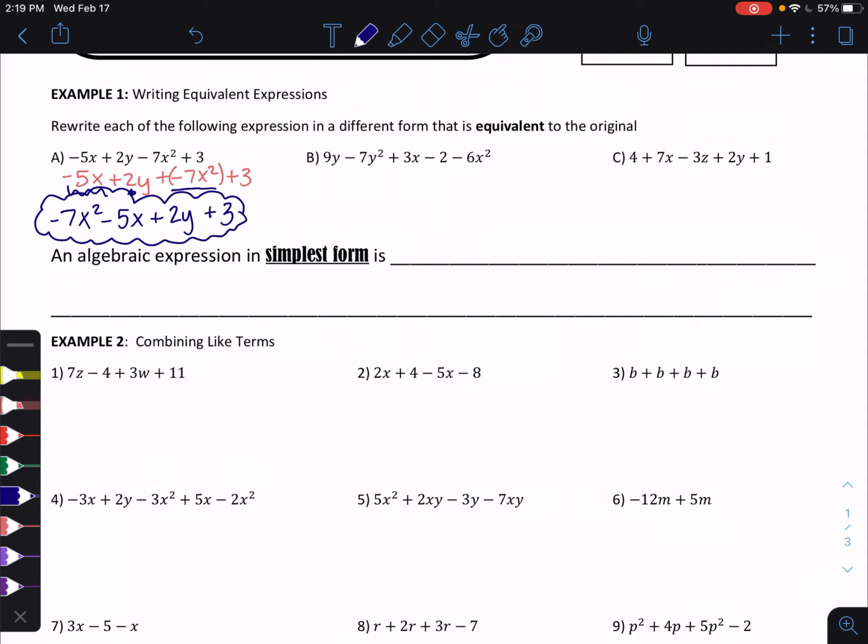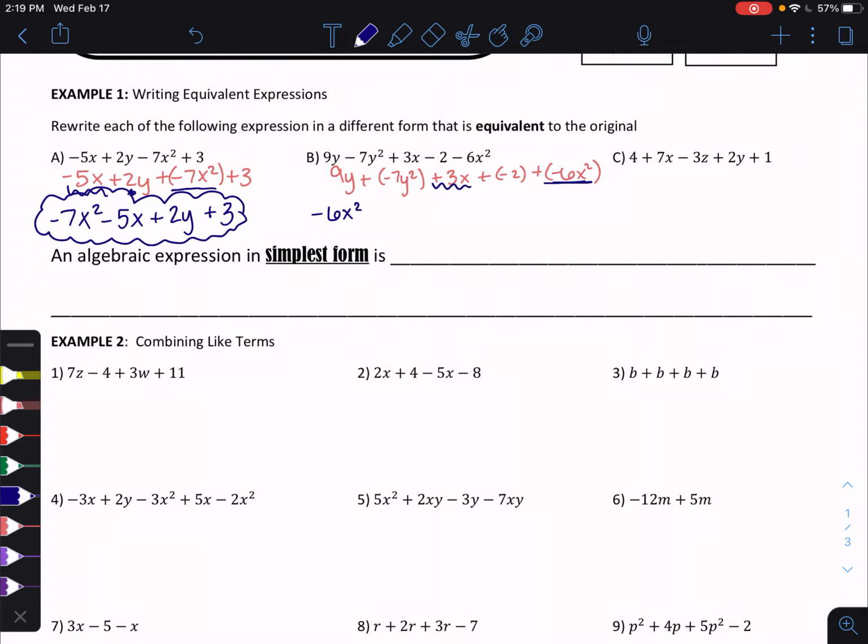Okay, for part B, we add some exponents in there. So again, I'm going to do biggest exponent first, and then alphabetical order after that. So here I'm going to rewrite with no minus signs. So 9y plus negative 7y squared plus 3x plus negative 2 plus negative 6x squared. And then alphabetically, negative 6x squared comes first, so that's what's going to start my expression, negative 6x squared.